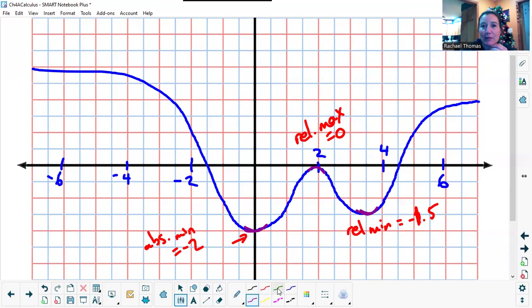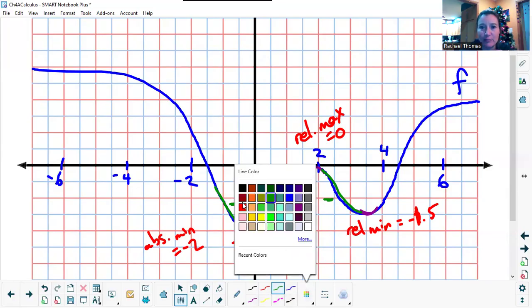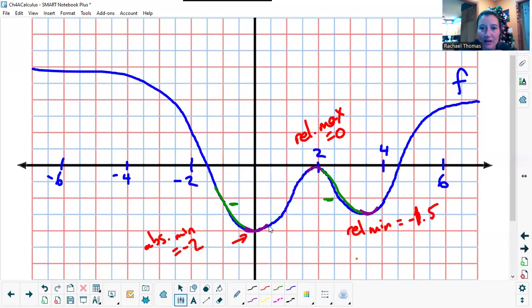Hopefully you're thinking about the derivative. If the curve I'm looking at here is f, I could say something about f prime. Like f prime here is negative. F prime here is negative. F prime on these branches, let's go orange. F prime on this part is positive because the curve f is increasing. F prime here is positive.